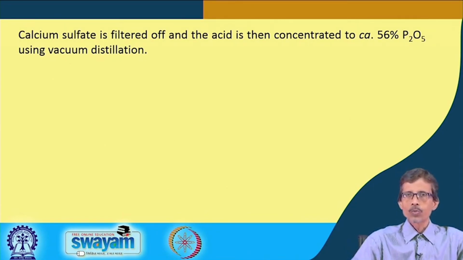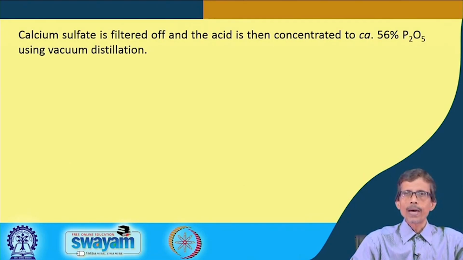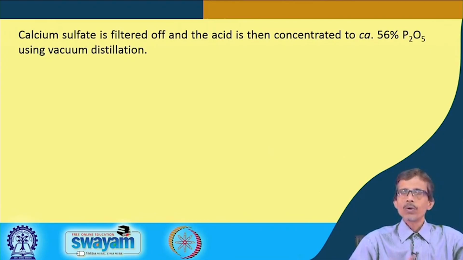is known as the corresponding anhydride of your phosphoric acid. So, concentration up to that point can be achieved using vacuum distillation. So, basically we have to remove the water molecules, such that we will get that particular phosphoric acid which is known in the market as the syrupy phosphoric acid, or orthophosphoric acid.